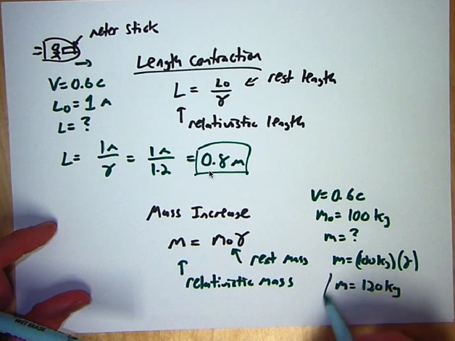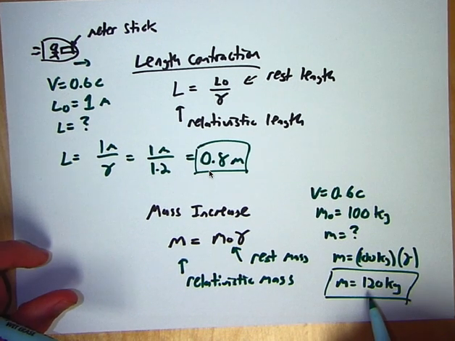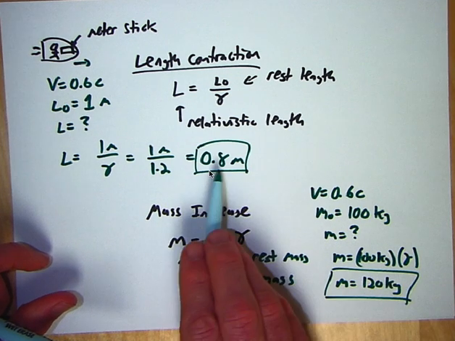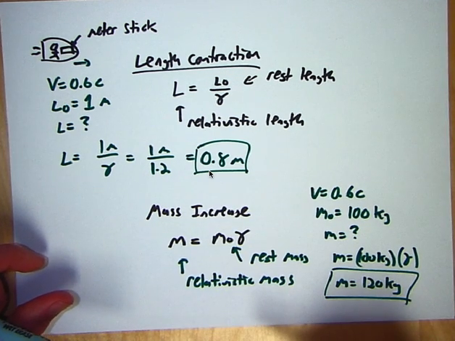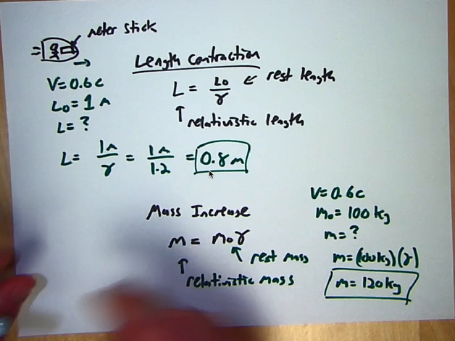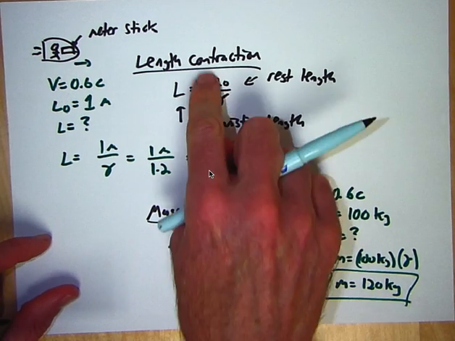So that is, according to us, his mass increased. His mass is 120 kilograms, and his length decreased, right? So these are the three things: mass increase, length contraction, and time dilation.